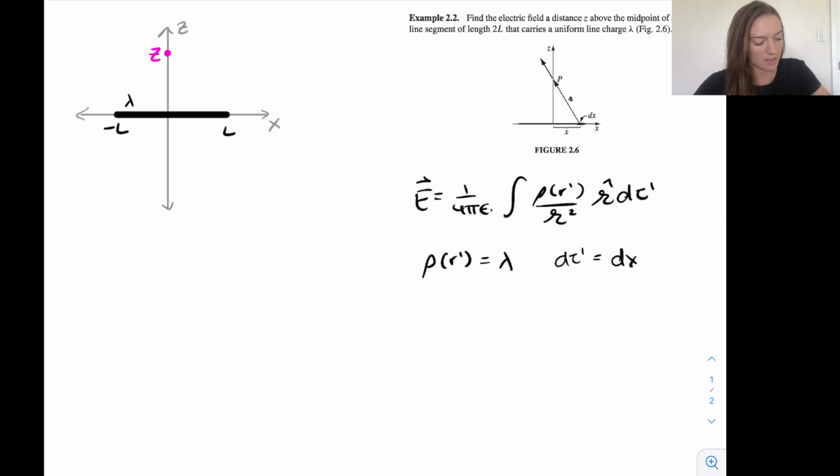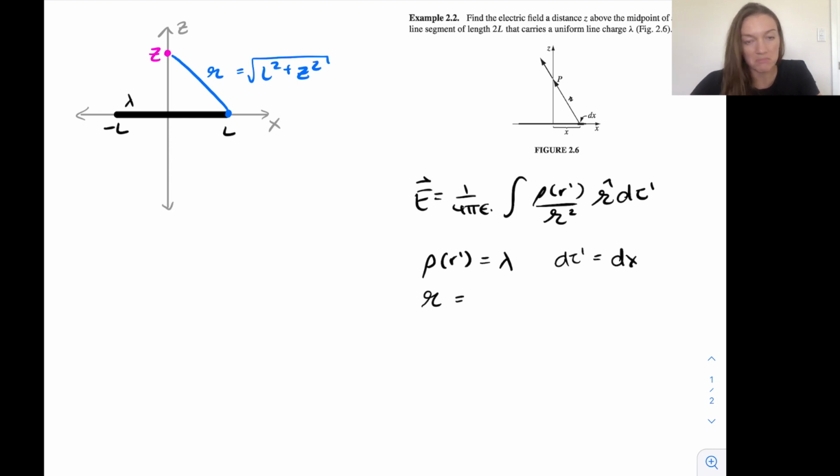And then let's find fancy r. So our fancy r is the distance from our source point to our field point. And it's important to remember on extended charge distributions like this, r is going to change for every point in our charge distribution. So let's find r for just, let's say the end point here. Well, this one's pretty easy. It's just Pythagorean theorem, because we know that this side here is length L, this side is length z, so r is just going to be the square root of L squared plus z squared, and that's it.